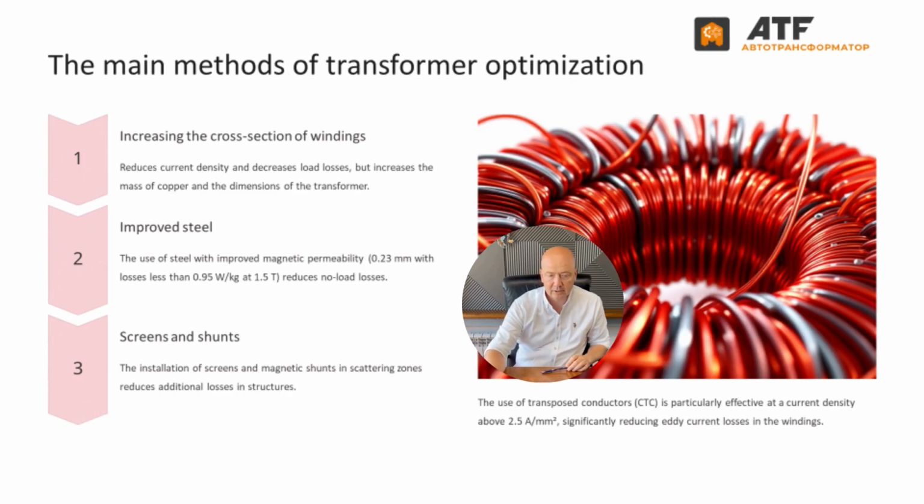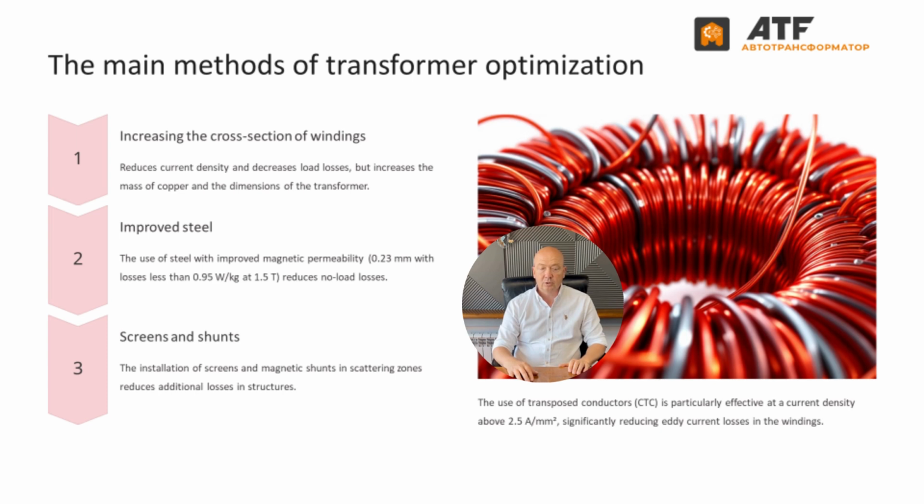Common optimization methods include enlarging winding cross-section. This reduces current density and load losses, but increases copper weight and size. Using transposed conductors, also known as CTC, reduces eddy current losses in windings, especially when current density exceeds 2.5 amperes per square millimeter. Using high permeability steel, such as 0.23 millimeter thick sheets with specific losses under 0.95 watts per kilogram at 1.5 Tesla, decreases no-load losses.